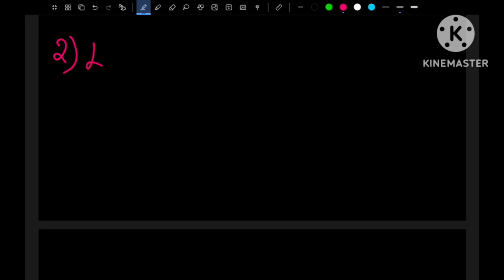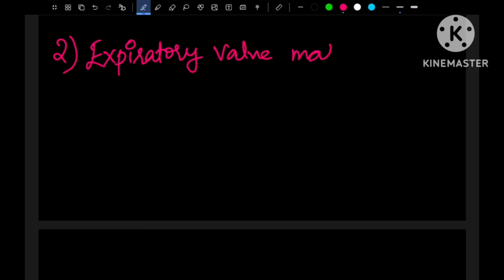The second one is expiratory valve malfunction.